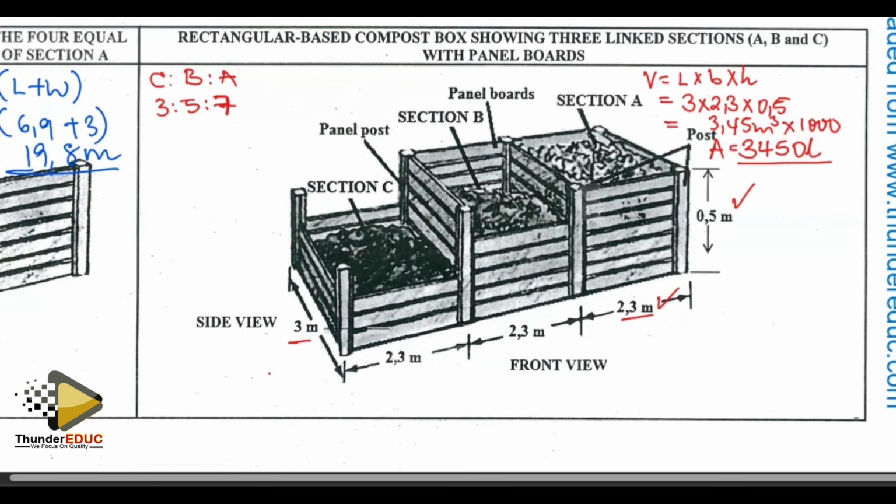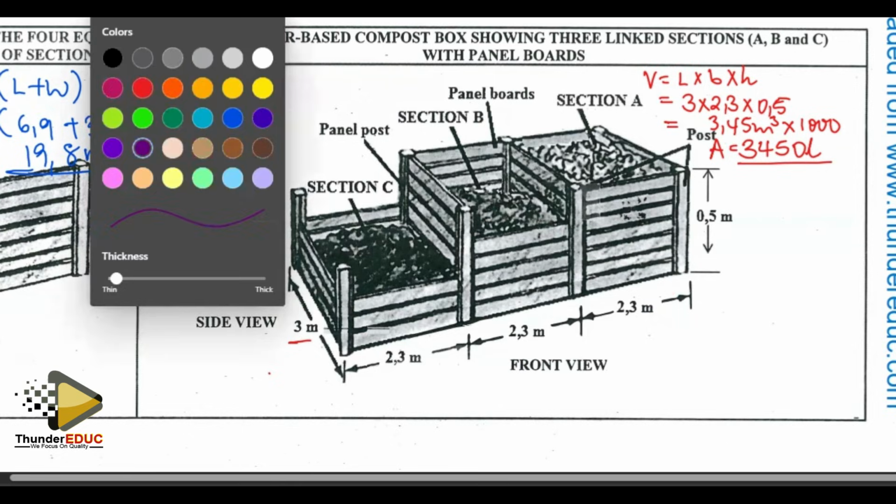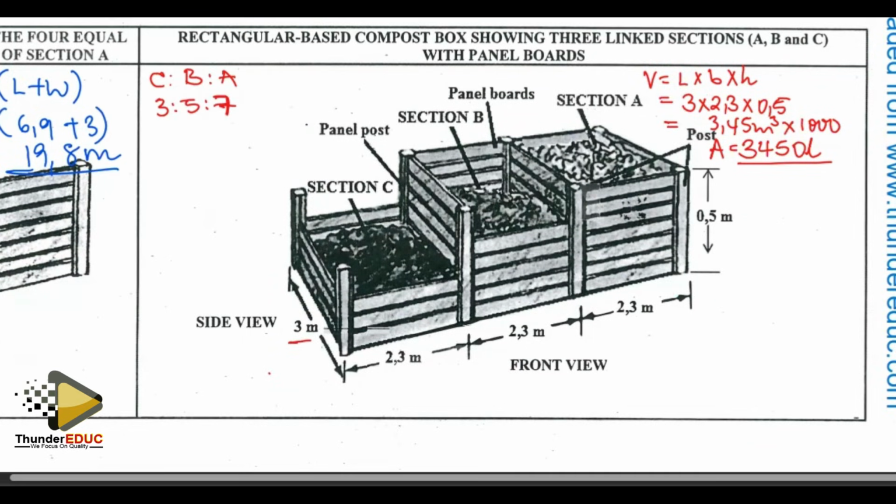So if we are to find out the total compost that's going to be used, we shall need to ask ourselves, we have C, B, and A. We need to find out how much they are sharing. So if you add this up, you will get 15. Out of 15, A takes 7. So 7 out of 15 times the total compost, we call it T.